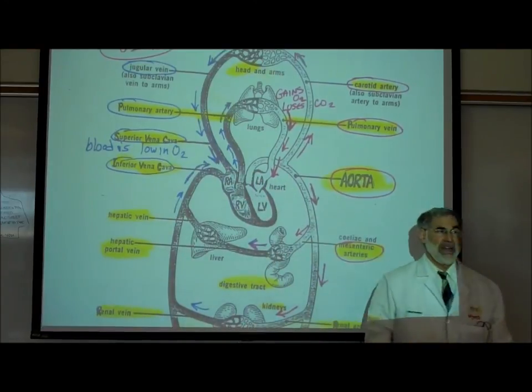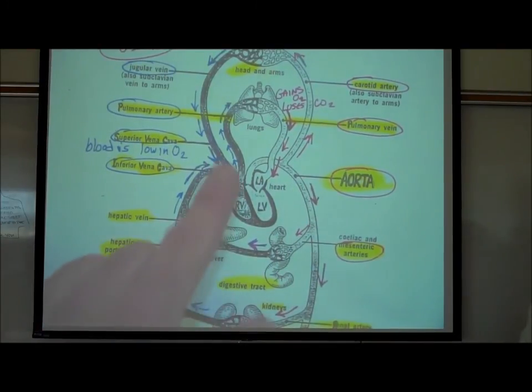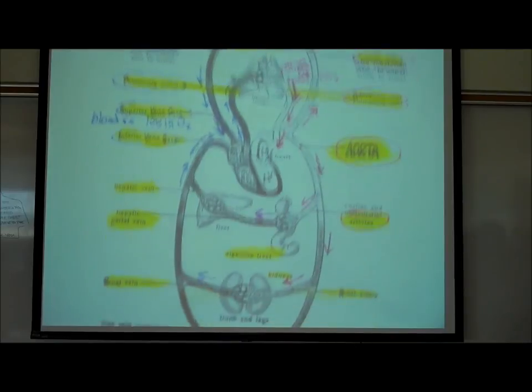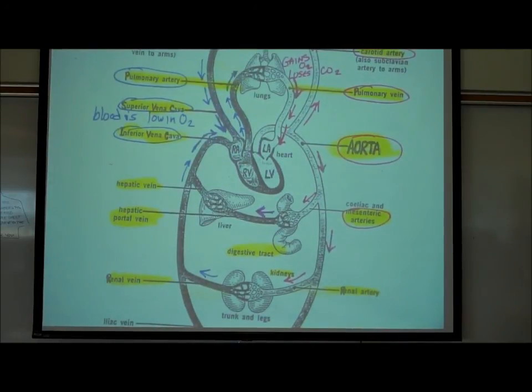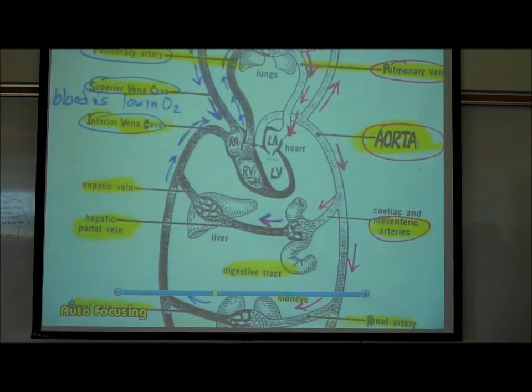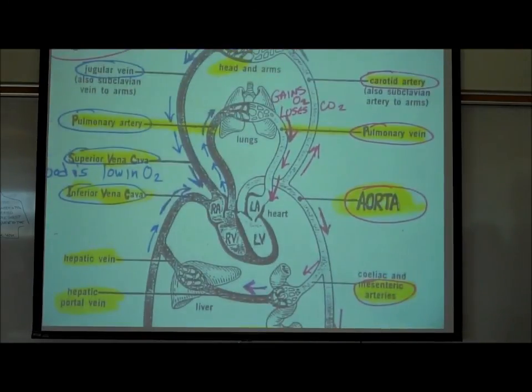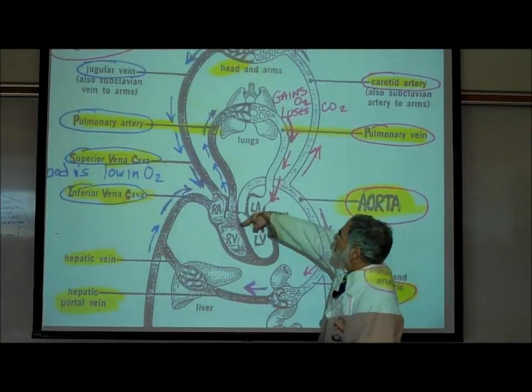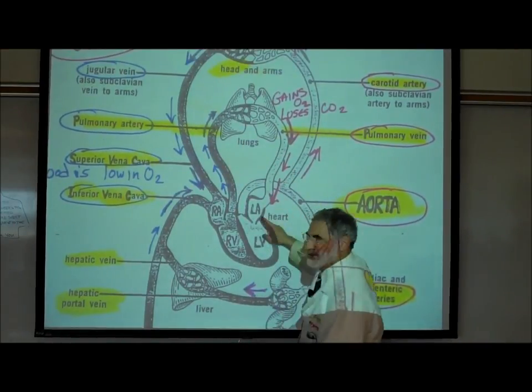It comes to the right atrium. This blood low in oxygen goes into the right atrium, RA, and then down into the RV, the right ventricle. And then the right ventricle ejects the blood, and its job is to pump the blood through the lungs.